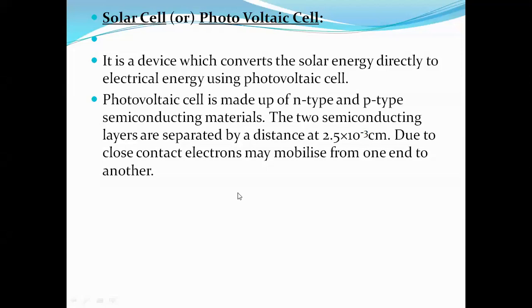Today we're discussing yesterday's continuation topic, that is photovoltaic cell construction and working, followed by other renewable energy sources. Before going to the next content, let me discuss the construction of the photovoltaic cell. In our previous class, we discussed what a photovoltaic cell or solar cell is. It is a combination of N-type and P-type semiconductor material. Between the N-type and P-type, we maintain a distance of 2.5 × 10^-3 centimeters, right?